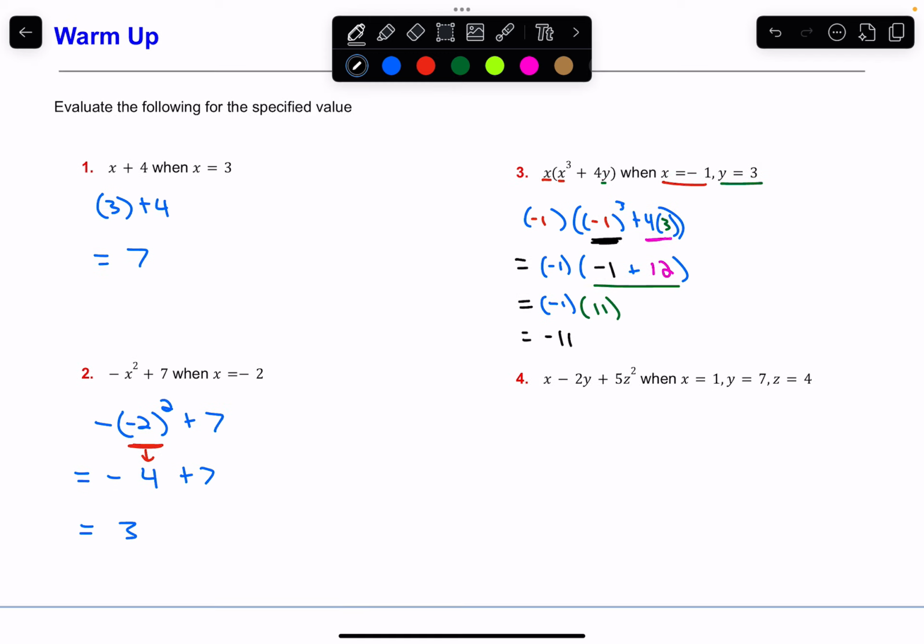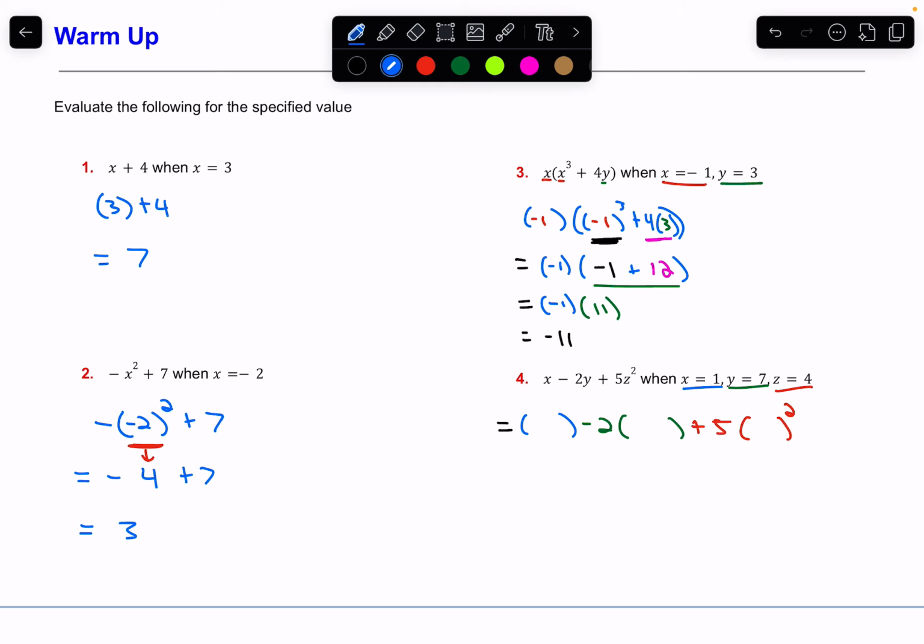Now we have x minus 2y plus 5z squared. So we have a value for each variable. Where I see each variable, I'm just going to go ahead and make a set of parentheses. So for the x, I'm going to make some blue parentheses. Where I see negative 2y, I'm going to do negative 2 with some parentheses, and then plus 5z squared. So a 5, some parentheses, and squared. And now I will just plug in each of those values.